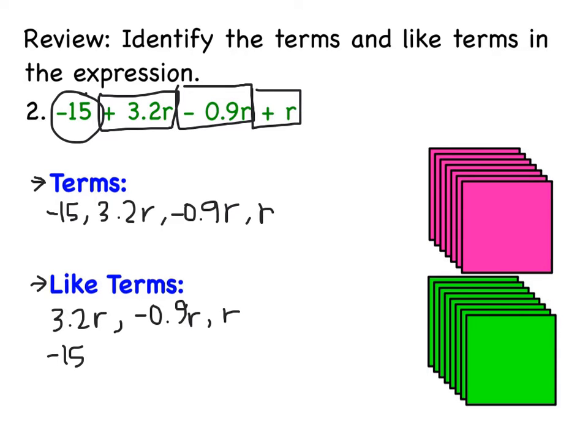All right, so here are my answers. So I have 4 separate terms, -15, 3.2r, -0.9r, and r. For the groups of like terms, I have the 3 r terms together, so 3.2r, -0.9r, and r. And then separate from them is -15. That's the only constant term I have in this expression.